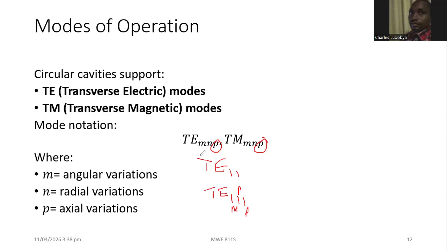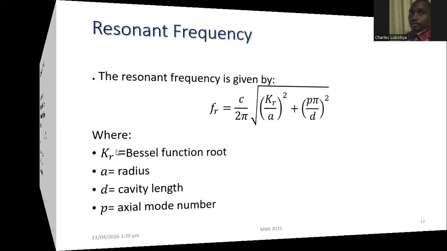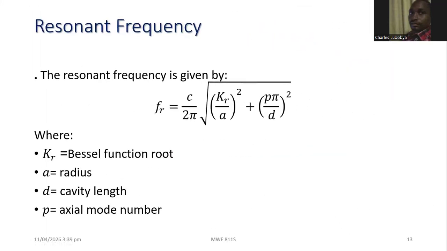Having understood the three modes, let's now see how we can calculate the cutoff frequency as well as the resonant frequency in the circular cavity resonators. So to calculate resonant frequency, this can be achieved by taking into consideration the speed of light as well as the 2 pi there.